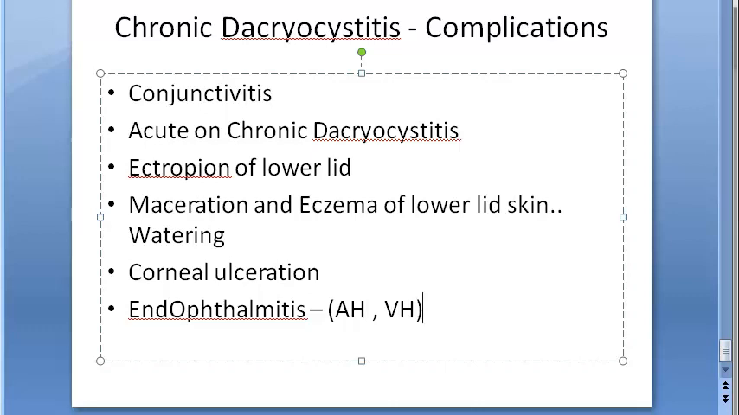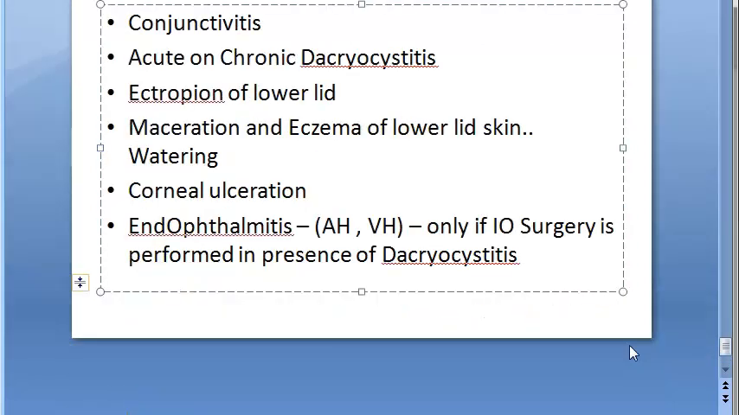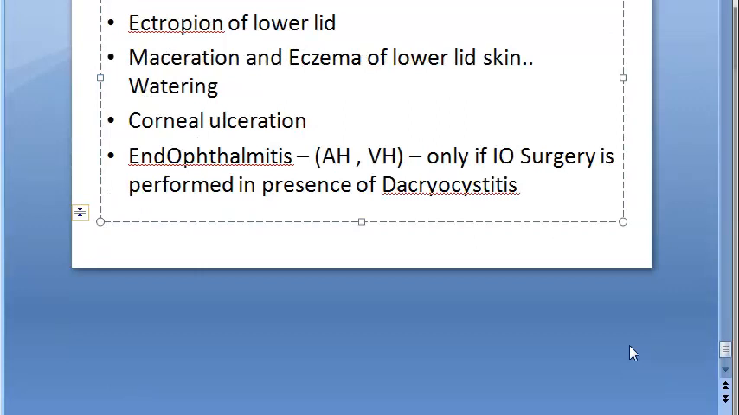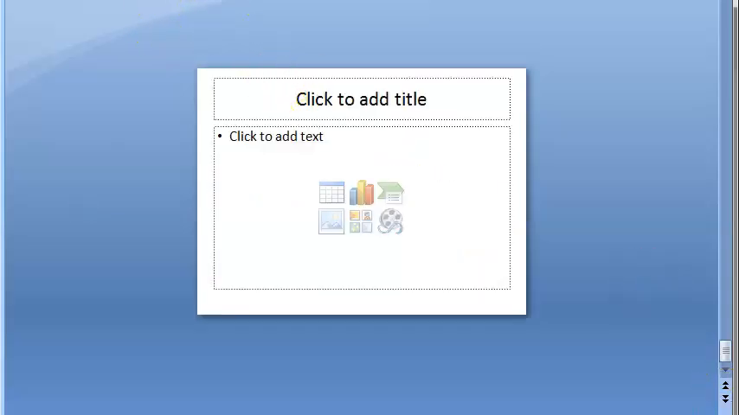The high risk of developing endophthalmitis is always there if an intraocular surgery is performed in the presence of dacryocystitis. So this happens only if an intraocular surgery is performed; it is not so easy to affect them. That is why, in suspected cases, before doing any intraocular surgery, they will always syringe the lacrimal sac to prevent endophthalmitis. Okay, so we are done with the complications. Now, let us move on to the treatment of chronic dacryocystitis.